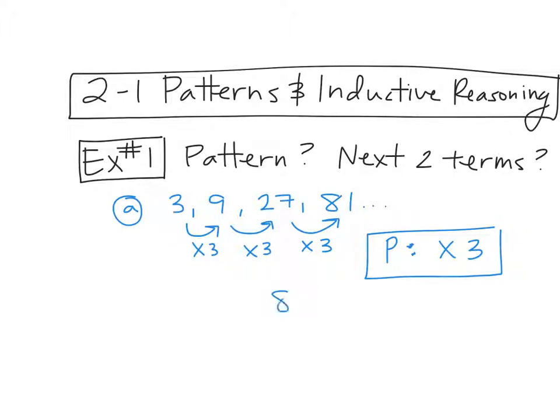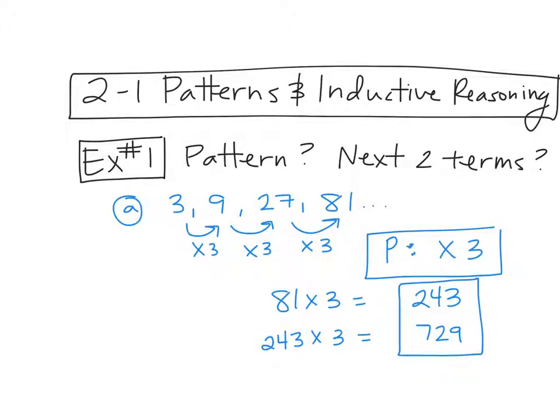Right, you need to do 81 times 3, which would be 243. And then you take that 243 and multiply it by 3, and you get 729. Okay, so your pattern is times 3, your next two terms are 243 and 729. Okay, questions on that?